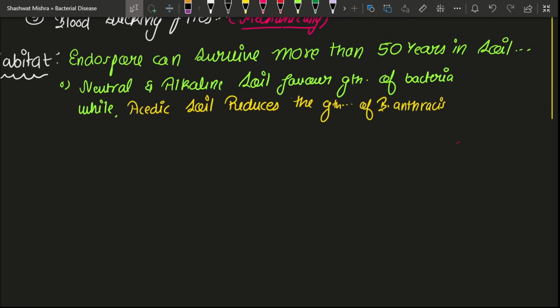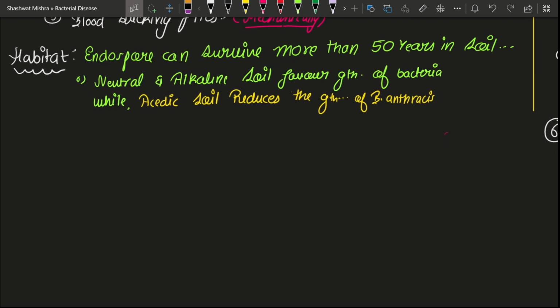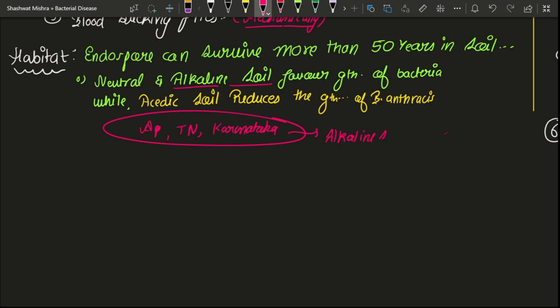So the habitat of this particular bacteria is quite important, because the alkaline soil favors the growth of Bacillus anthracis, while the acidic soil reduces the chances of its growth. So in India, areas like Andhra Pradesh, Tamil Nadu, Karnataka have alkaline soil, and these regions have more cases of anthrax as compared to the northern states of India, because alkaline soil favors Bacillus anthracis, right.